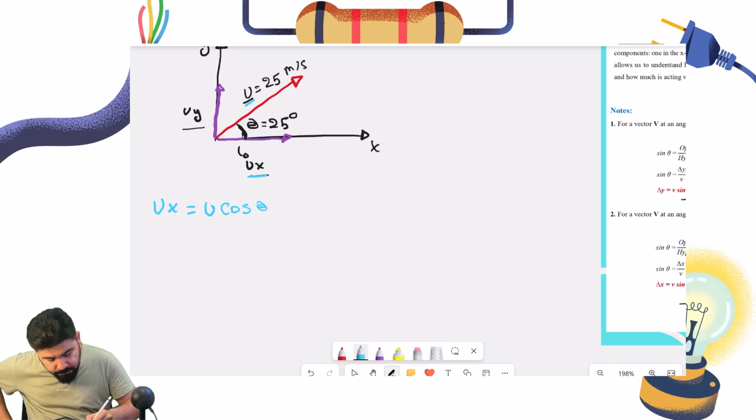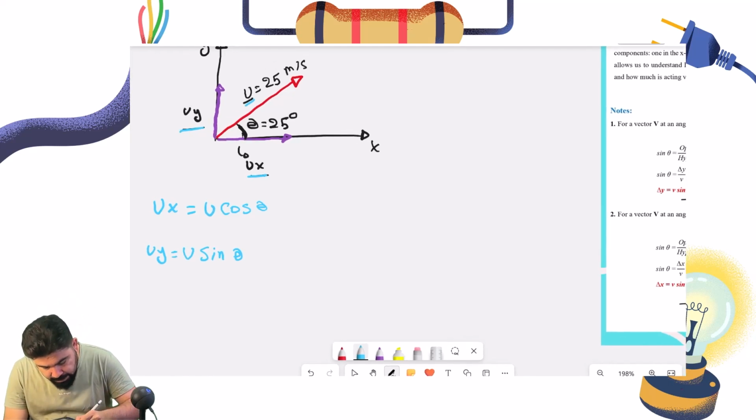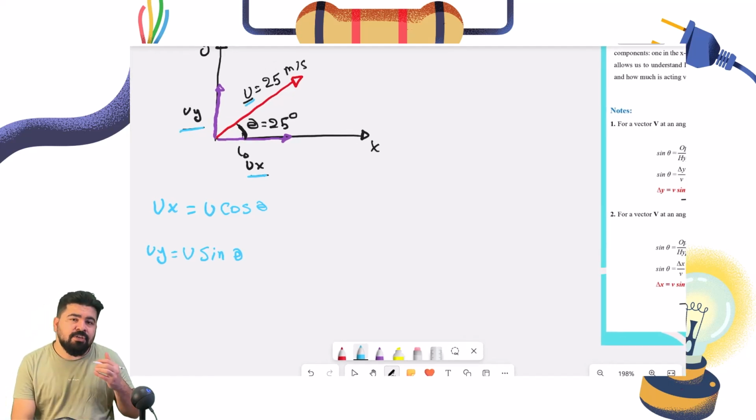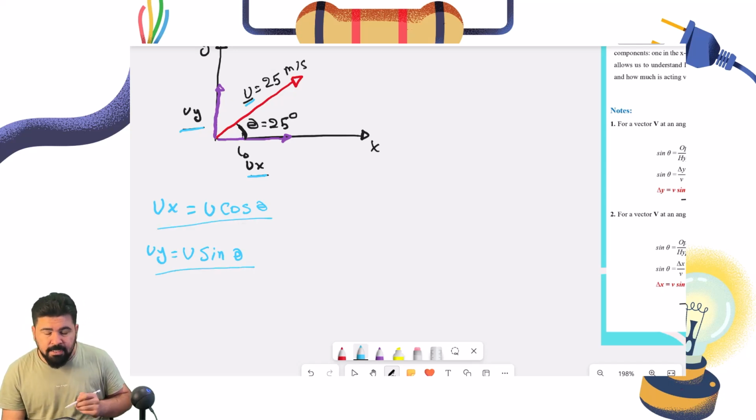Now Vy is equal to what? I'm going to find this now. Vy is equal to V sine theta. Teacher, why did you use sine? Why not cosine? Because the angle is made with the x component, the x-axis. This is how you find Vy and Vx, guys.